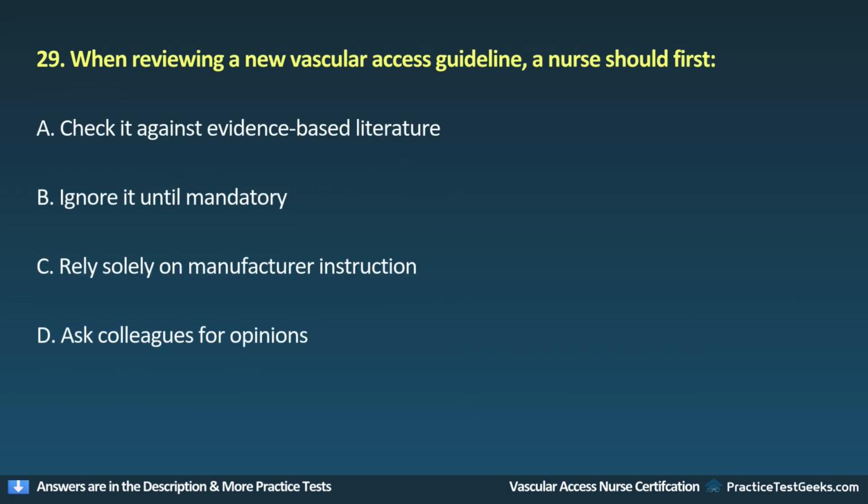29. When reviewing a new vascular access guideline, a nurse should first A. Check it against evidence-based literature. B. Ignore it until mandatory. C. Rely solely on manufacturer instruction. D. Ask colleagues for opinions.